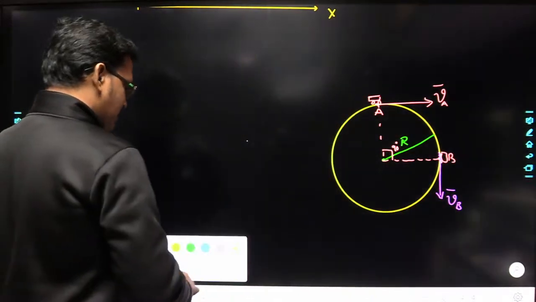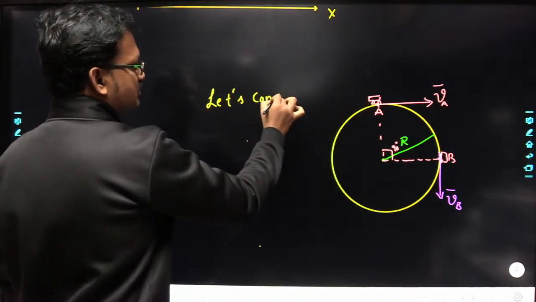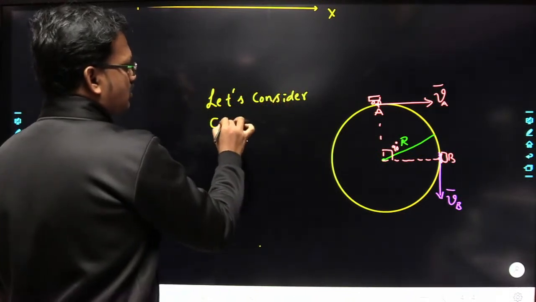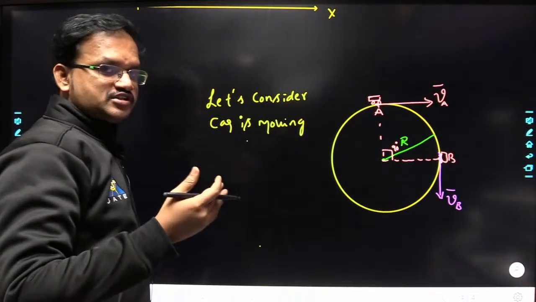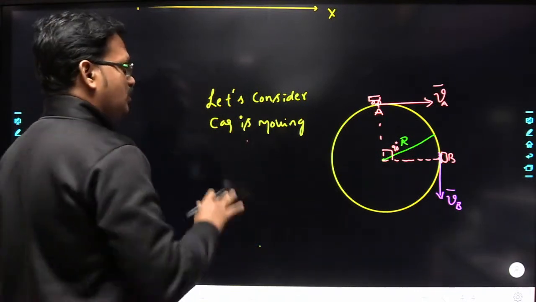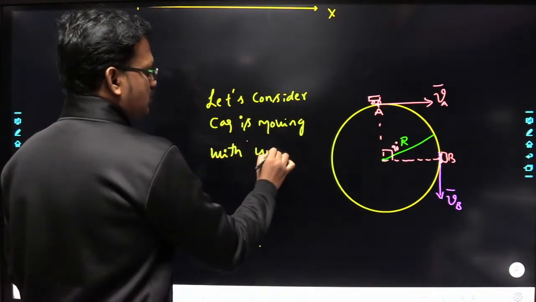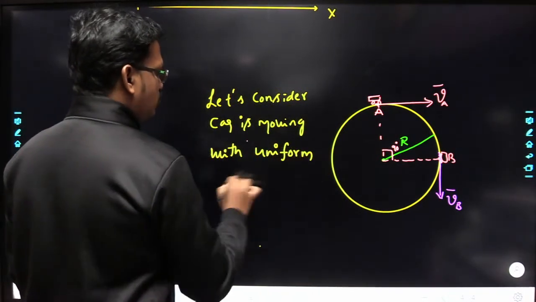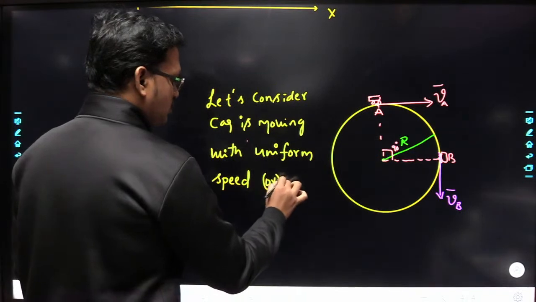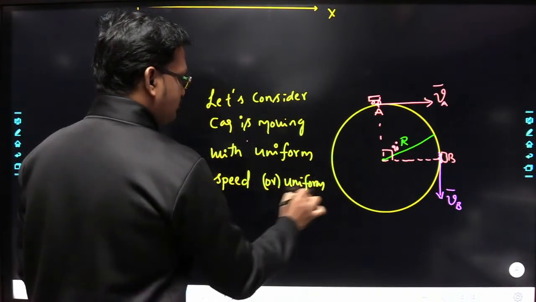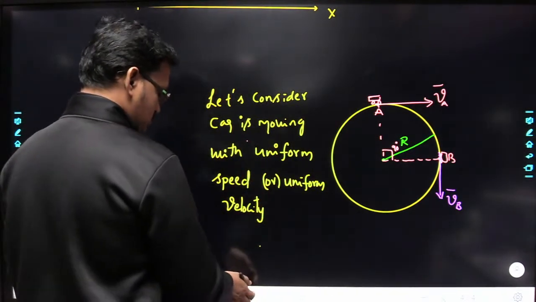Now let us consider the car is moving. I want to give you the difference between speed and velocity. That's what I am saying. So let's consider the car is moving with uniform speed, or I can say uniform velocity.